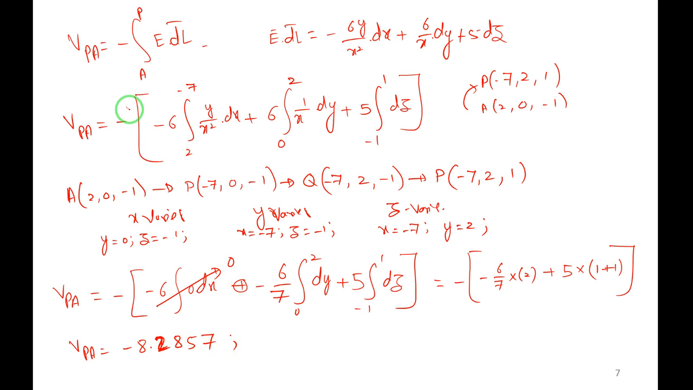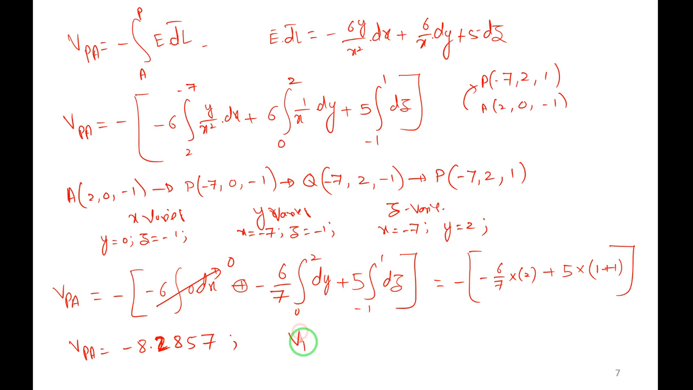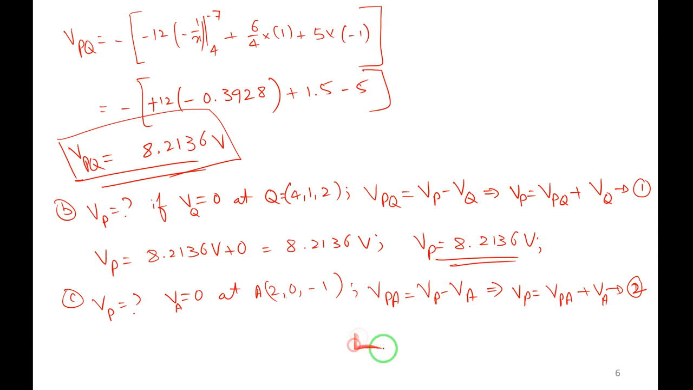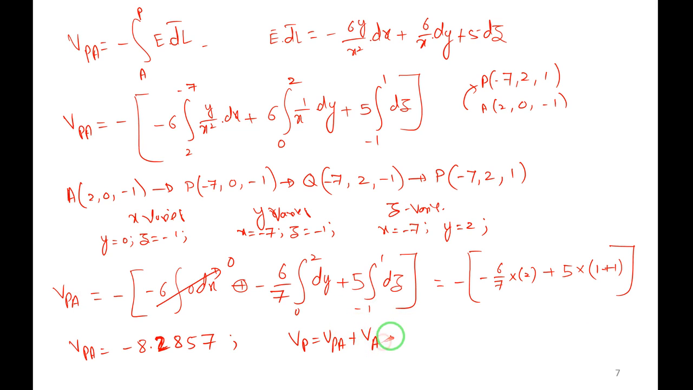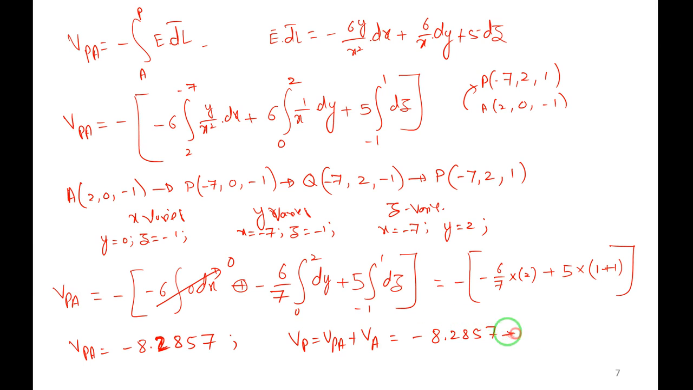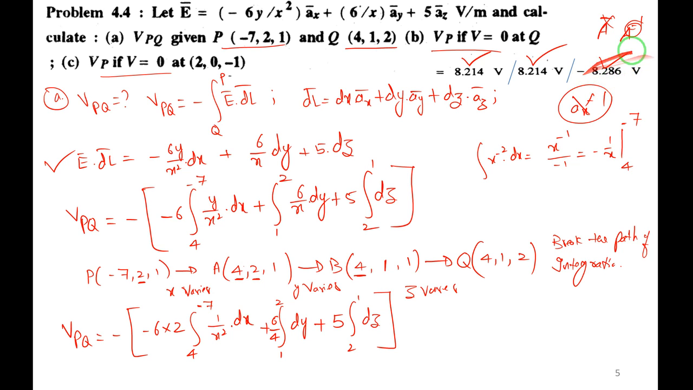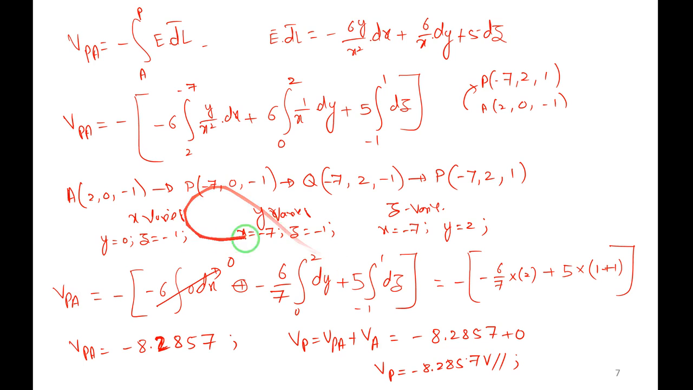But actually what is asked to calculate? VP we have to find out. What is VP? VP is equal to VPA plus VA from equation 2. What is VPA? We have found out minus 8.2857 volts, plus what is potential at point A? It is 0. So plus 0. So VP is equal to minus 8.2857 volts. Right? 8.28, minus 8.28. Okay, fine, it's correct. Minus 8.28. Right? Okay. I hope you understood this.